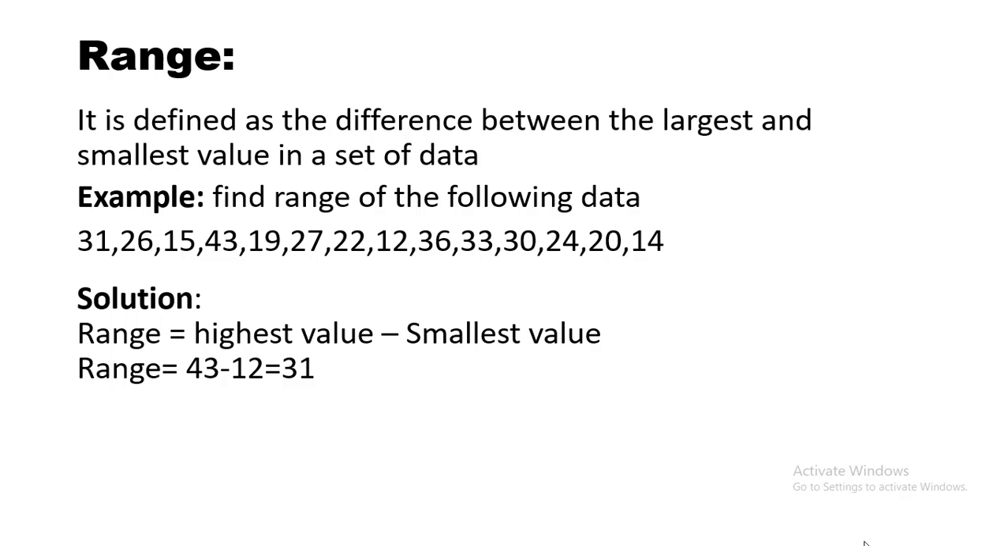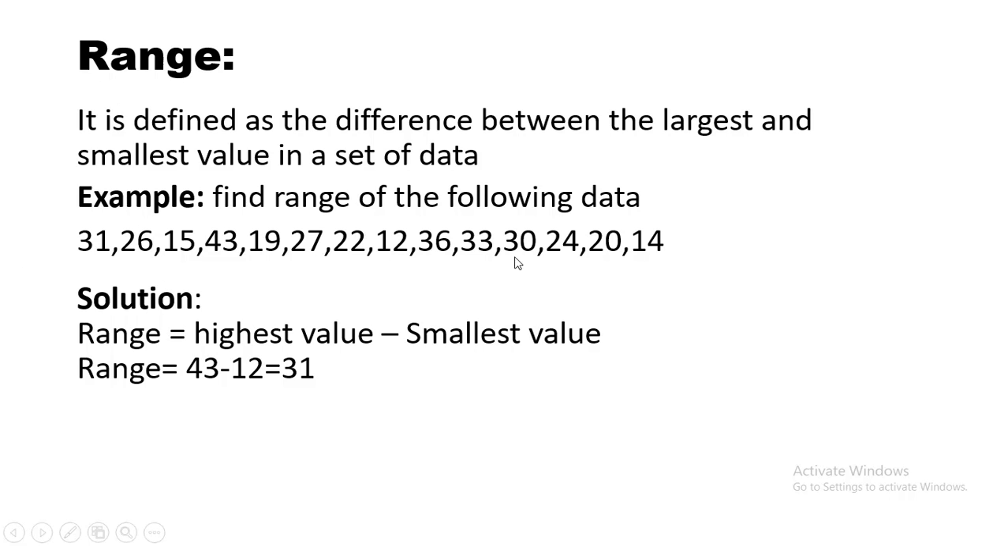So let's get started. Okay, so the first topic is range. Now how to calculate the range? Range is the simplest measure of dispersion, and it is the difference between the maximum and the minimum value of the data. Alright, so if you're talking about an example, let's find out the range of this particular data.